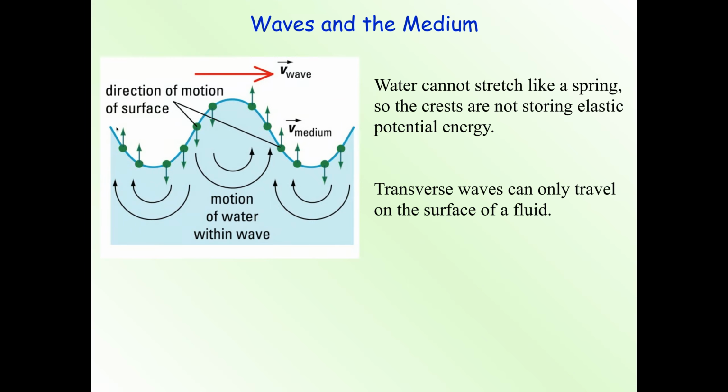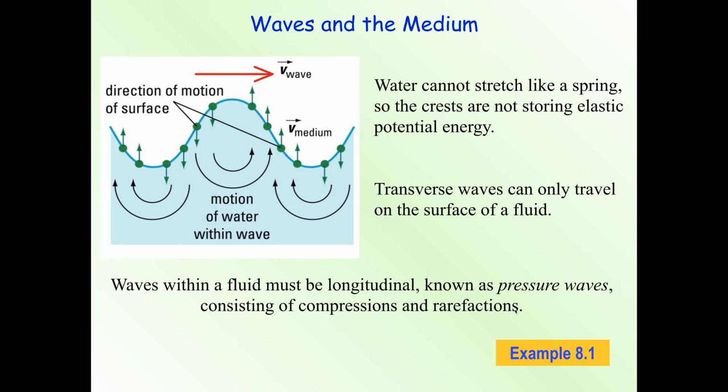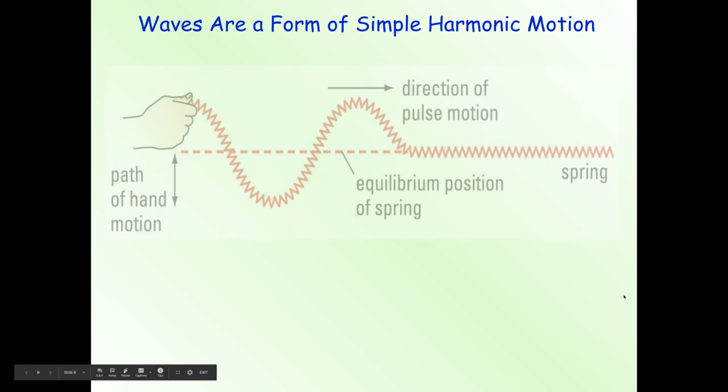Okay, waves in the medium. When we're thinking of waves, the direction of motion at this point is coming up and then down, and it reflects. The motion within the wave, each one, is almost going around like this. Transverse waves can only travel on the surface of a fluid. Waves within a fluid must be longitudinal, known as pressure waves, and consist of compressions and rarefactions. This example is out of your textbook, you can read over that.